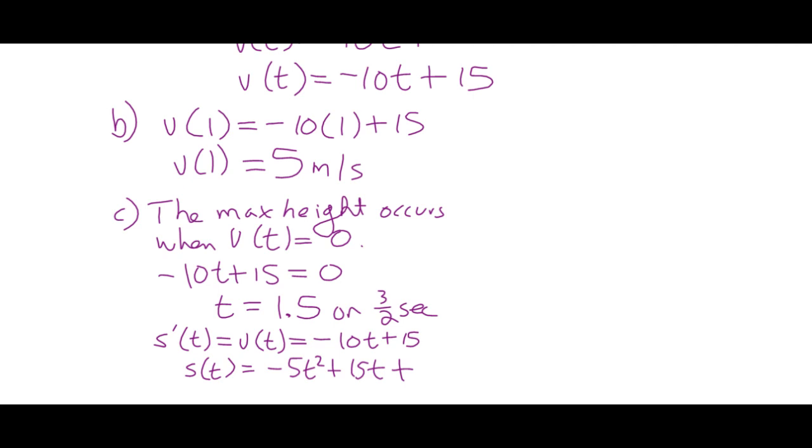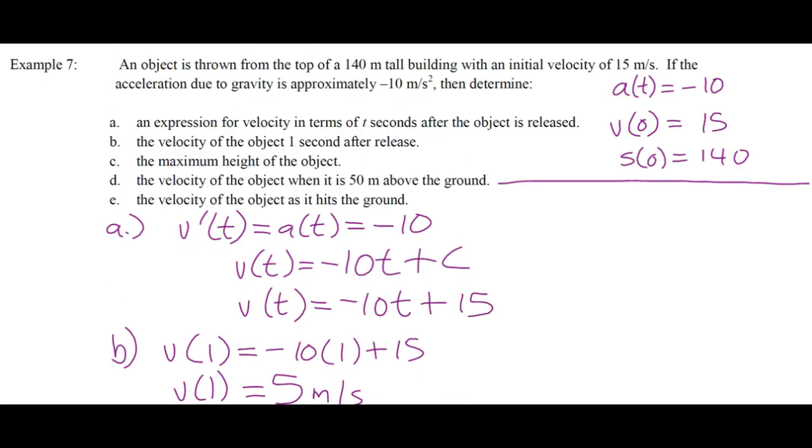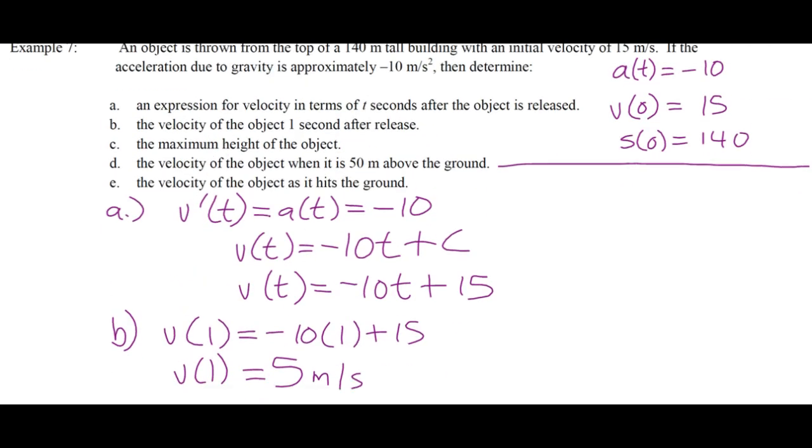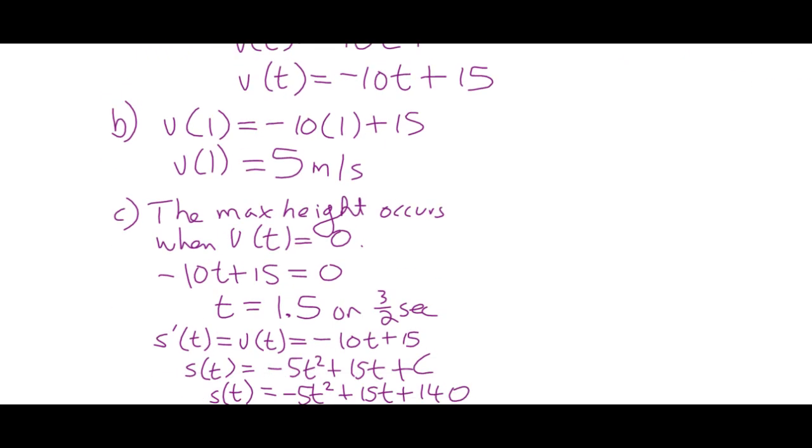Should we go directly there, or should we do the plus c first? I told you that you didn't have to substitute, but I'm going to make you write at least 2 lines. Write it with the plus c, and then you can just go straight to the 140. And we wanted that at 1.5 seconds, or 3/2. You can square 1.5 and multiply it by 5, but I'm going to go with 3/2.